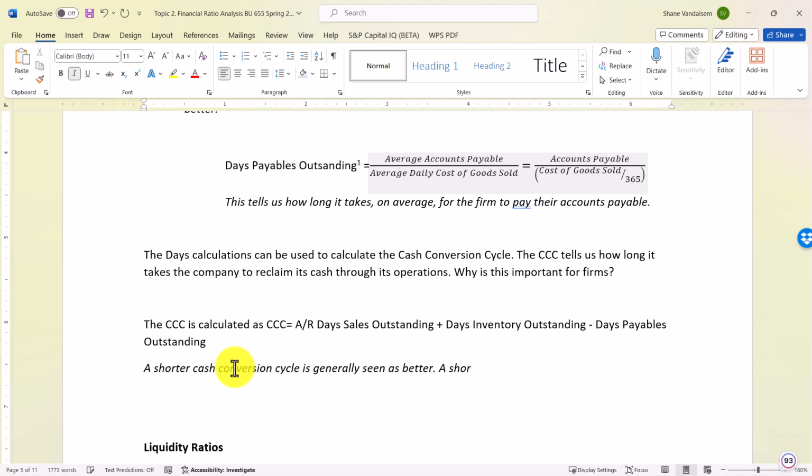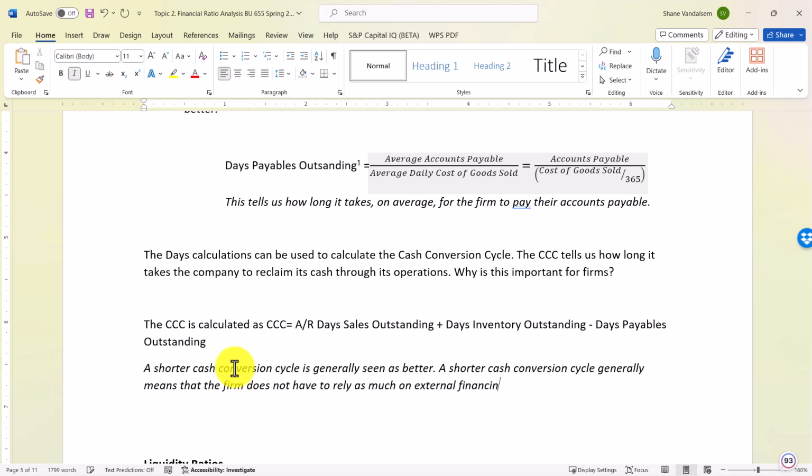A shorter cash conversion cycle generally means that the firm does not have to rely as much on external financing for its operations.